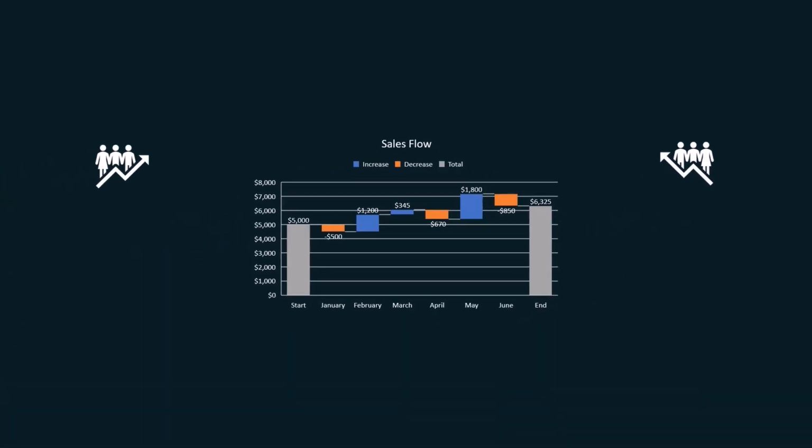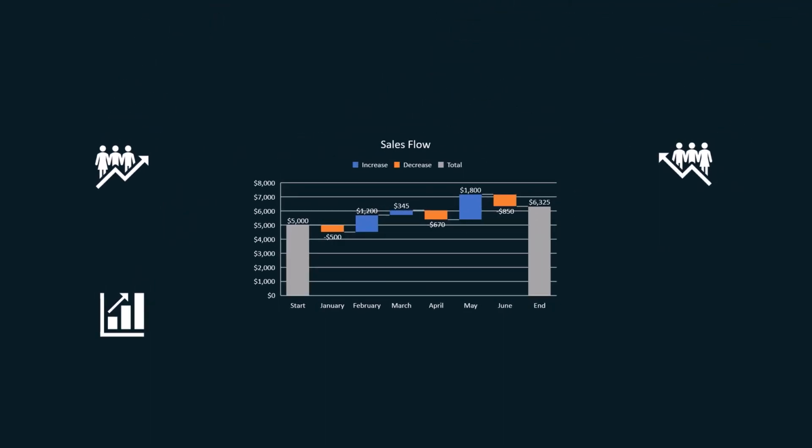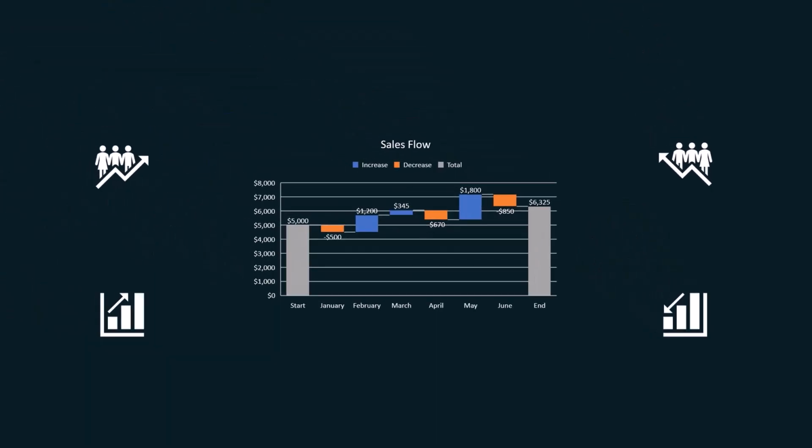Positive values are shown as columns going up and negative values are shown as columns going down. The final column should connect with the initial value, forming a waterfall effect.